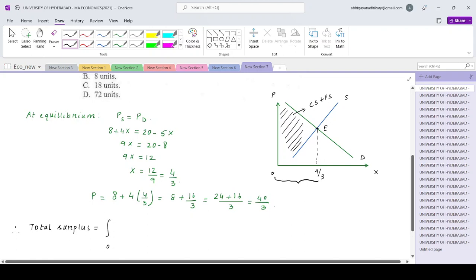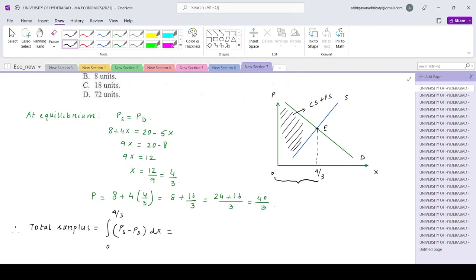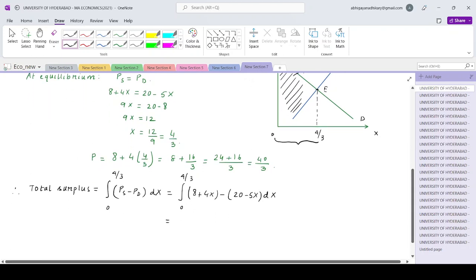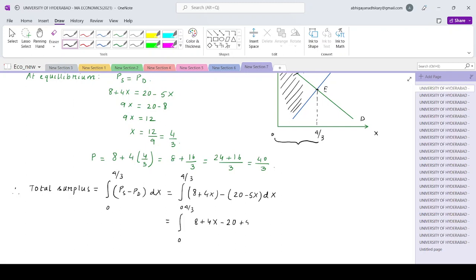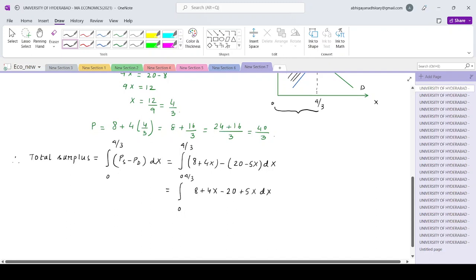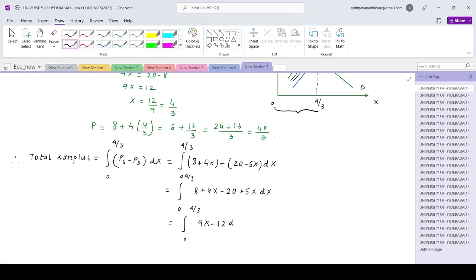It will be basically integration from 0 to 4 by 3, the supply curve minus the demand curve. If you just substitute the equations, the supply curve is 8 plus 4x minus 20 minus 5x dx. So this is what we need to evaluate. This is the integration from 0 to 4 by 3, 8 plus 4x minus 20 plus 5x dx. So this is basically integration from 0 to 4 by 3 of 9x minus 12 dx. So this will be 9 times x square by 2 minus 12x, the entire thing evaluated over the range of 0 to 4 by 3.